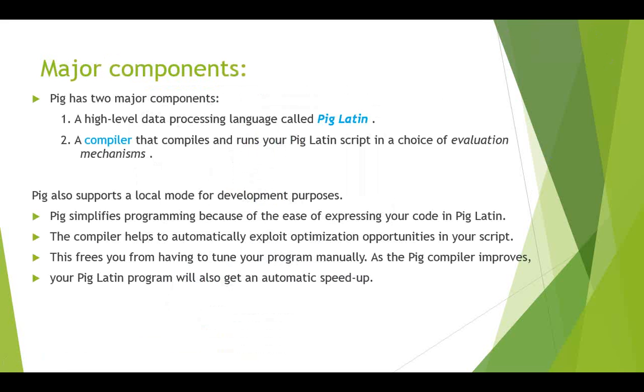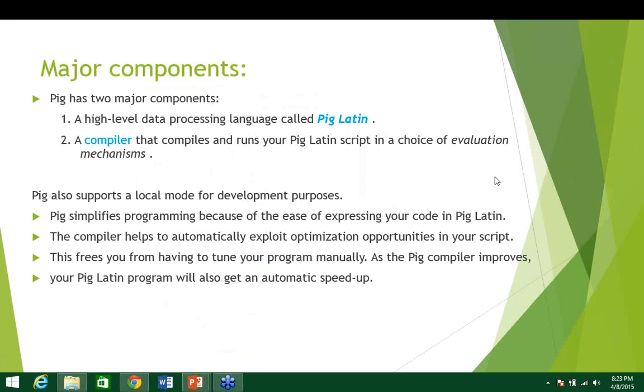Now, what are the major components of Pig? Pig has two major components. The first one is Pig Latin, that is the language, and the second one is the compiler, which helps to execute your Pig scripting. Then what are the different modes of Pig? We are going to see why we can write the Pig script for MapReduce.